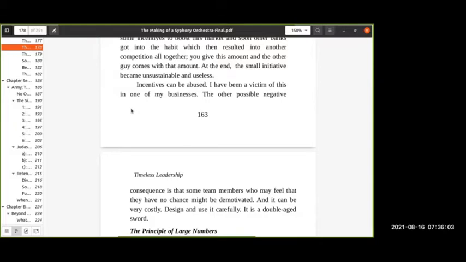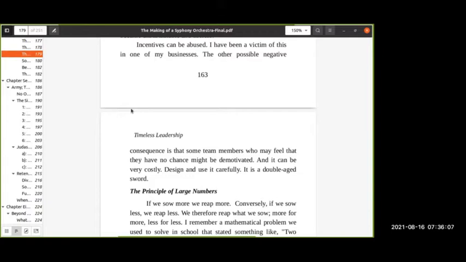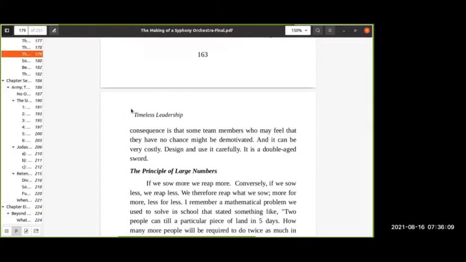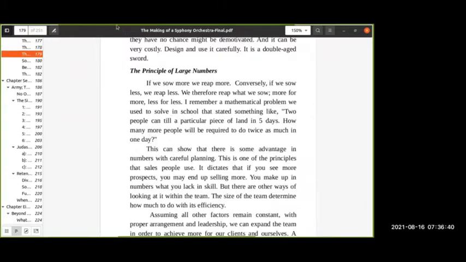The other possible negative consequence is that some team members who may feel that they have no chance might be demotivated, and it can be very costly. Design and use it carefully. It is a double-edged sword.